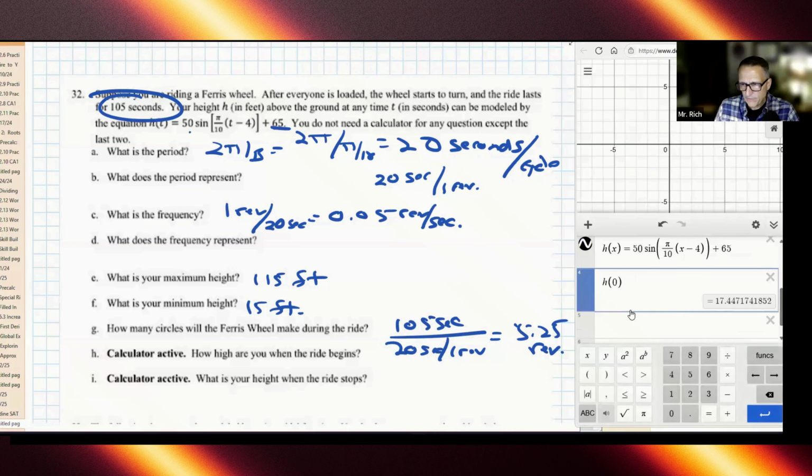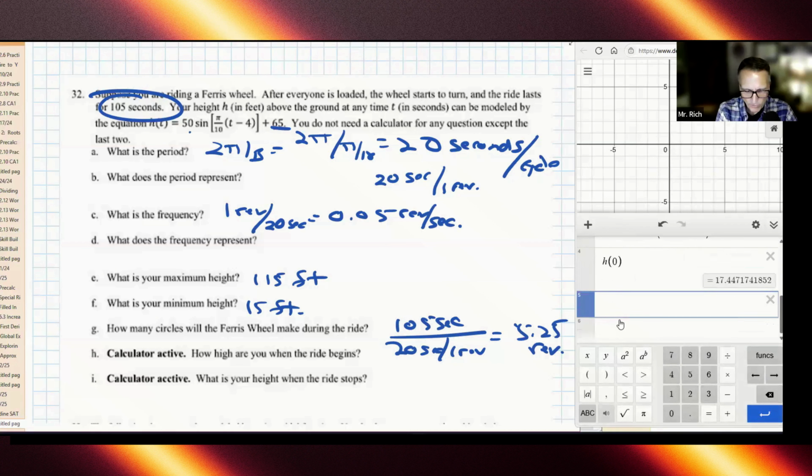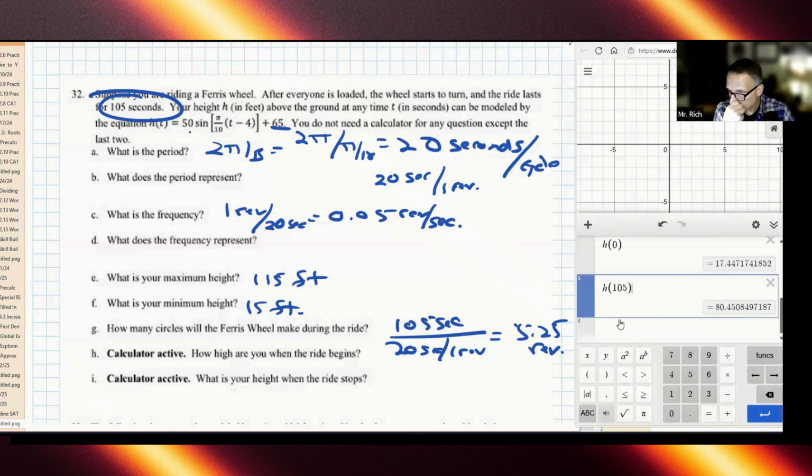So I start at 17.447. What is your height when the ride stops? Well, that's 105 seconds. My height would be 80.4508 right there. Okay, any questions about that, Reagan?